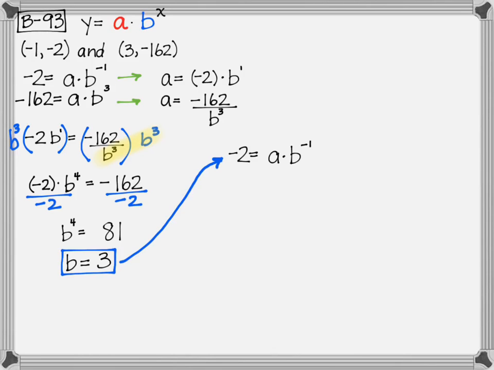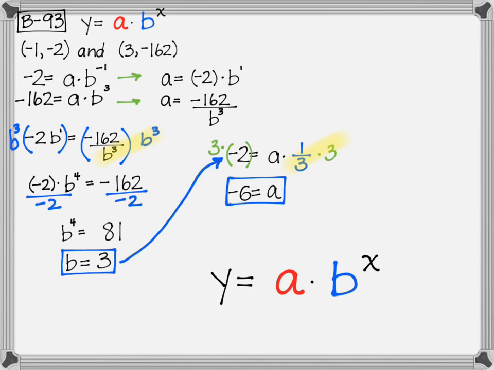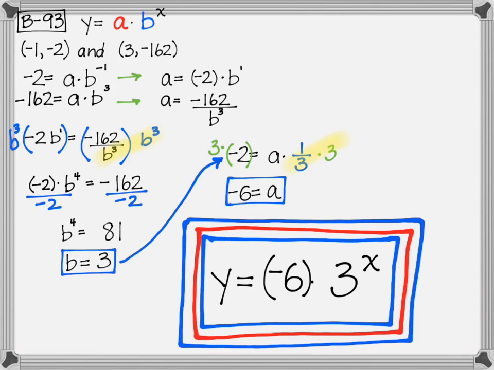What to the 4th power is 81? Well, that would be 3. So I'm going to plug that back into the first equation that I got over here. I'm plugging in the b, and b is 3, so I've got 3 to the negative 1. Remember that 3 to the negative 1 means 1/3. To solve for a, I need to get rid of this 1/3, so I'm going to multiply both sides by 3, and negative 6 is what a is. I need to now replace it into the equation, so my b is 3, my a is negative 6, and there's the equation.